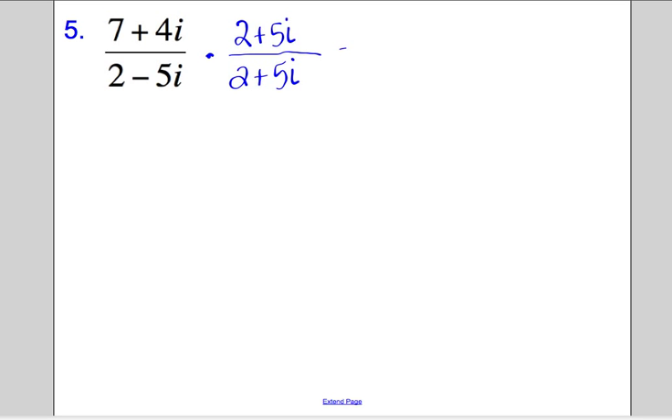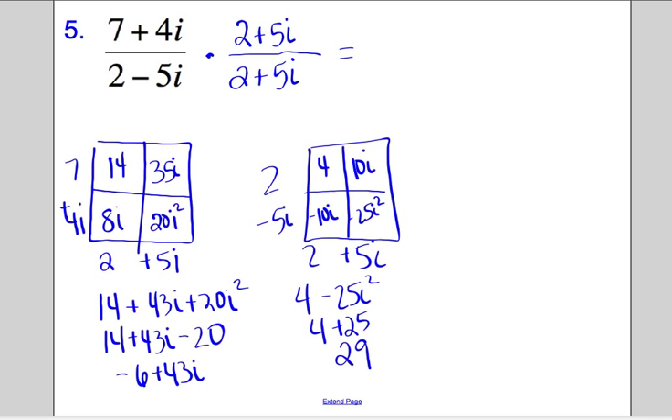In order to do this, we're going to need 2 rectangles and we're going to go ahead and multiply. So again, I want you to pause your video, multiply straight across the top and straight across the bottom and see what you come up with. You got negative 6 plus 43i when you simplified. And on the bottom, you'll notice that we got 29. Our imaginary number went away.